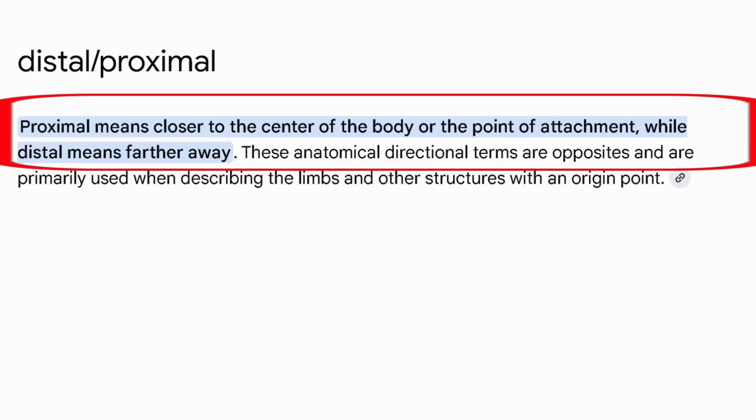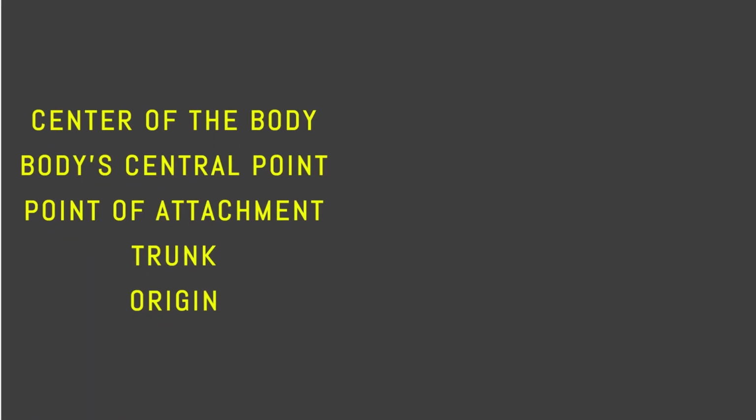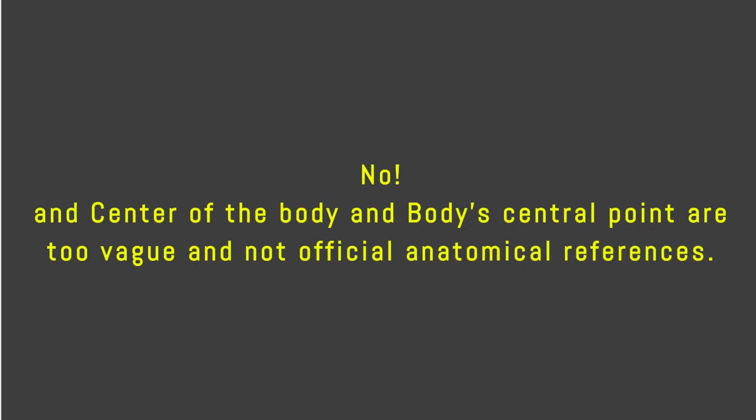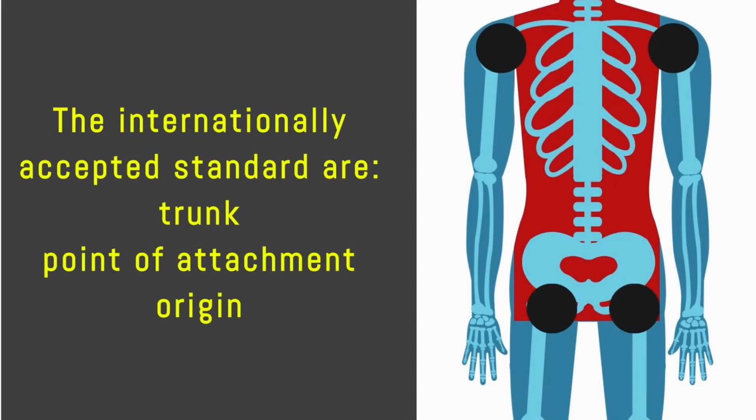Well, this definition presents two concepts, center of the body and point of attachment, as equal alternatives when they are not the same. Not to mention that if you Google the same tomorrow, the definition may be, proximal means closer to the body's central point, trunk, or origin. So, center of the body, body's central point, point of attachment, trunk, and origin, are all the same? No, and center of the body and body's central point are too vague and not official anatomical references. The internationally accepted standard are trunk, point of attachment, and origin.